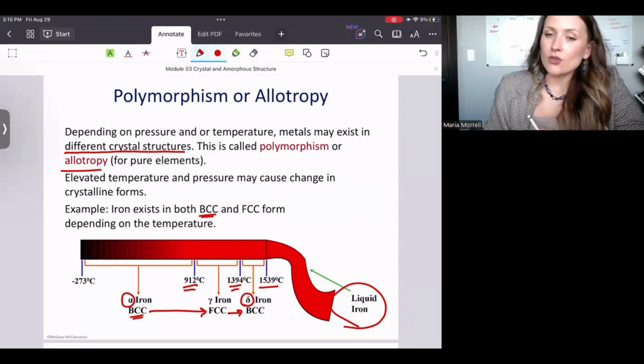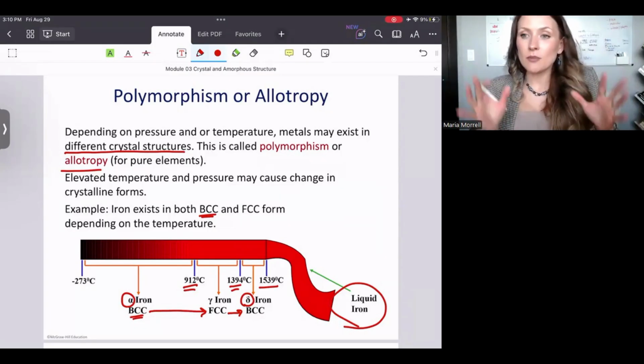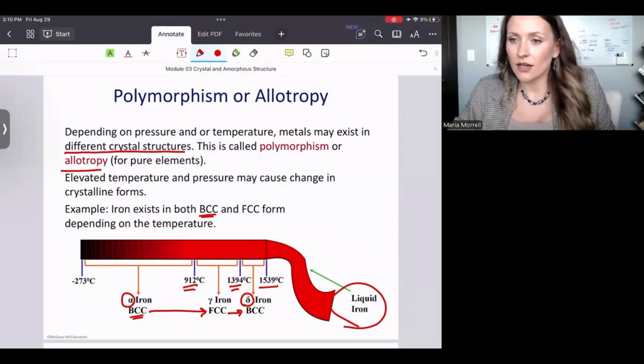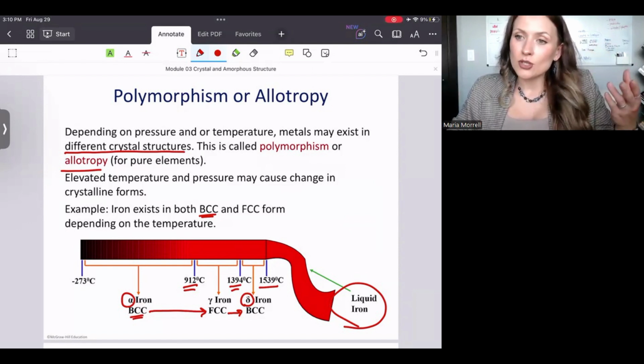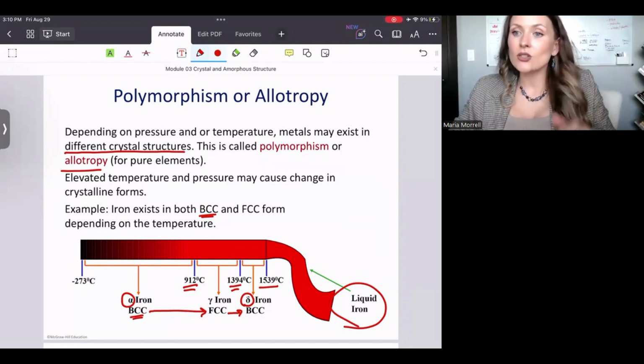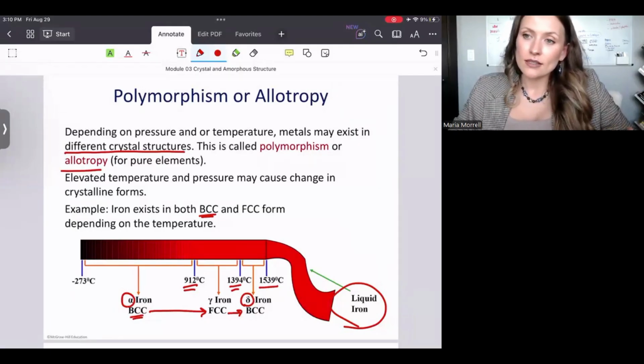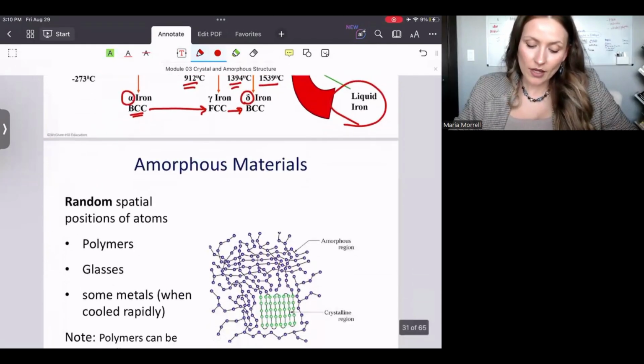So once again, I do want you to be familiar with the fact that typically every material has a specific structure it exists in. However, some of the materials are very unique, meaning that depending on the temperature or the pressure, they can actually change their crystal structure. And we call this phenomenon either allotropy or polymorphism.